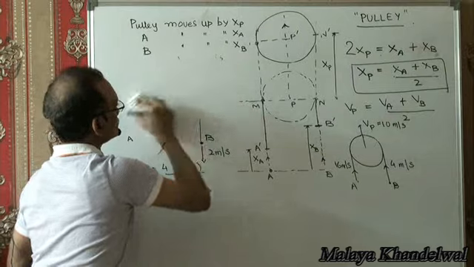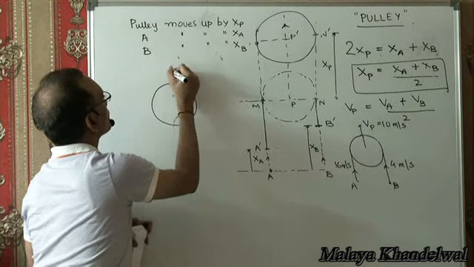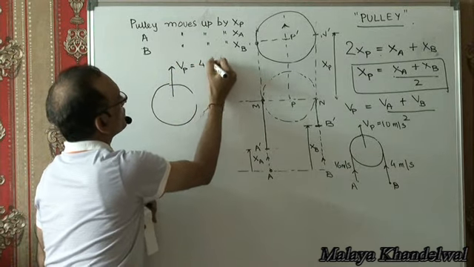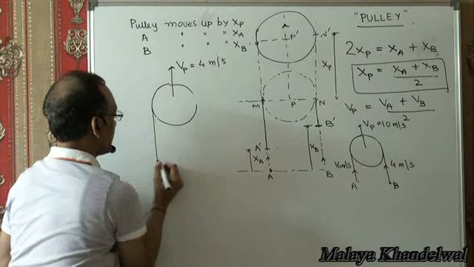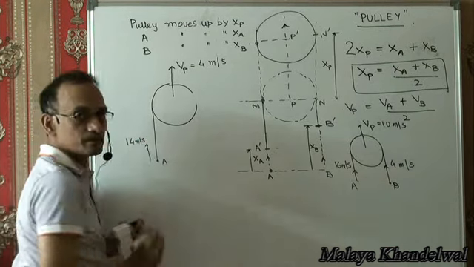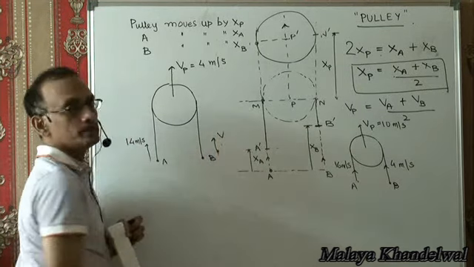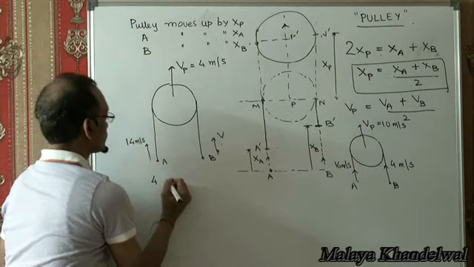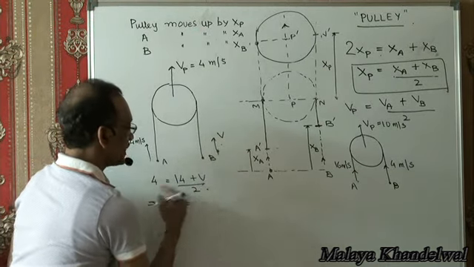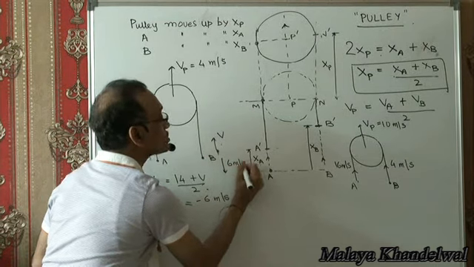Suppose I had this was my pulley. It was moving up with a velocity of, say, 4 meters per second, and this end A had a velocity of, say, 14 meters per second, right? And I want to find the velocity of the end B. Right? What would I do? This 4, velocity of the pulley, is going to be the average of these two numbers, algebraic average, 14 plus V by 2. So that gives me V equal to 8 minus 14, minus 6 meters per second. That means B has an upward velocity minus 6 meters per second. Clearly means that B must be moving down with a velocity of 6 meters per second.